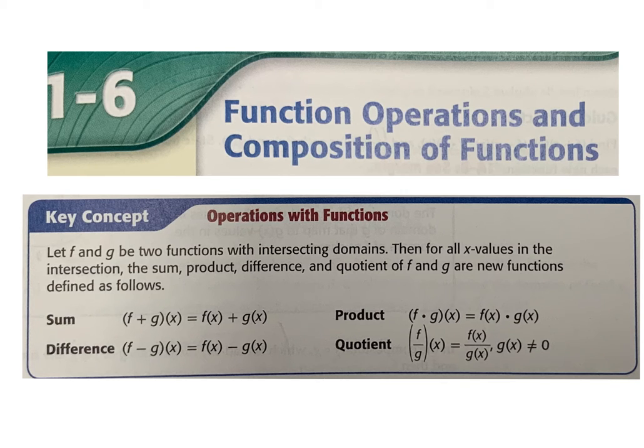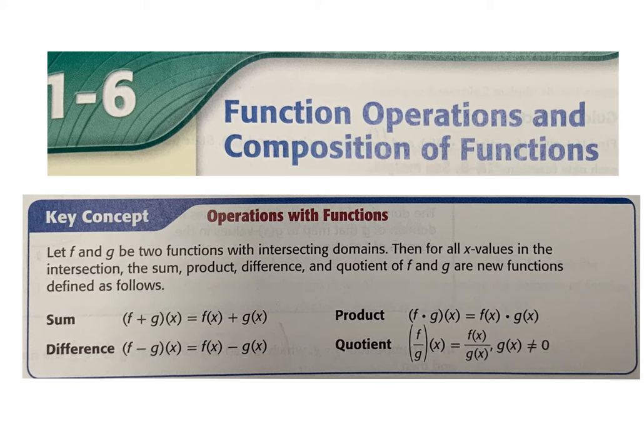Section 1.6 is about function operations and composite functions. So operations literally mean what they mean in basic math: addition, subtraction, multiplication, division. So you're adding functions, subtracting functions, multiplying, dividing. Once you do that, you get a new function that represents the two that you combined. It's really as simple as that.